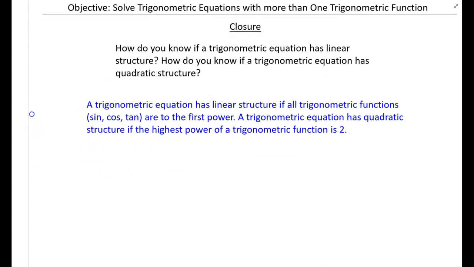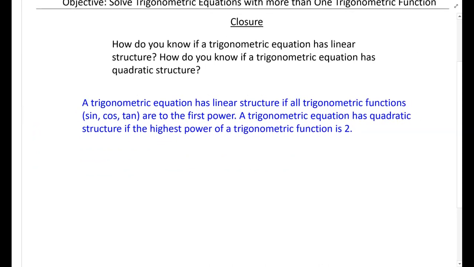All right, and the solution: a trigonometric equation has a linear structure if all trig functions are to the first power. A trigonometric equation has a quadratic structure if the highest power of a trig function is 2. And again, remember, the power applies to the trig function. If I have sine theta squared, we write this as sine squared theta, the same thing.